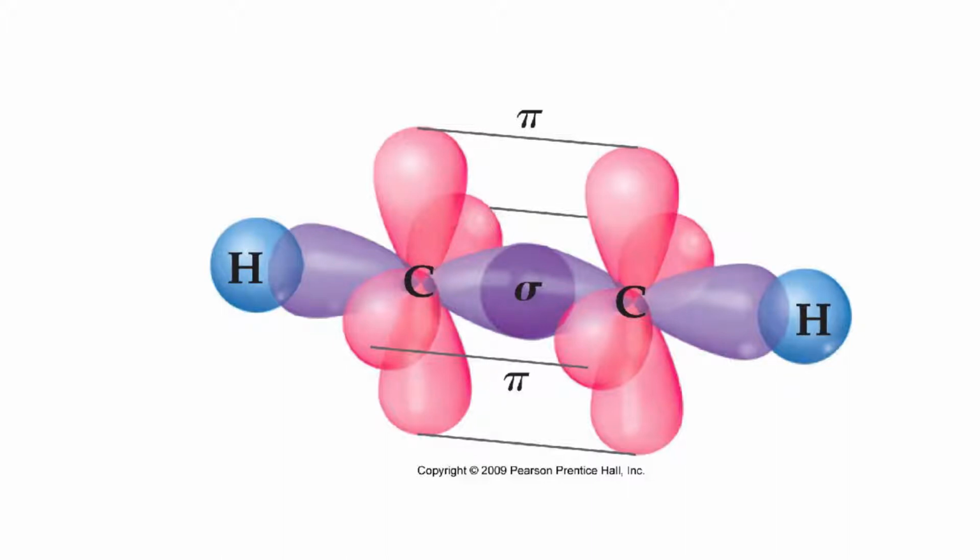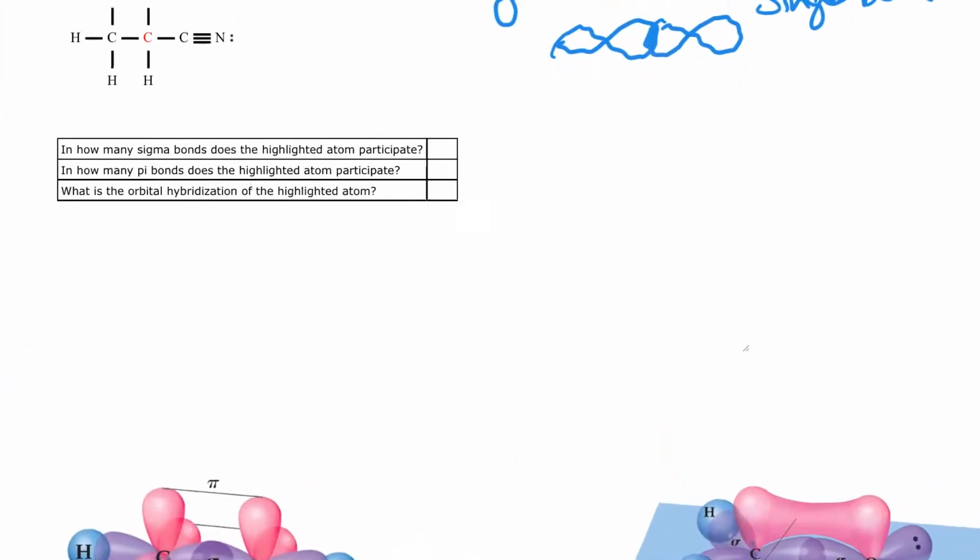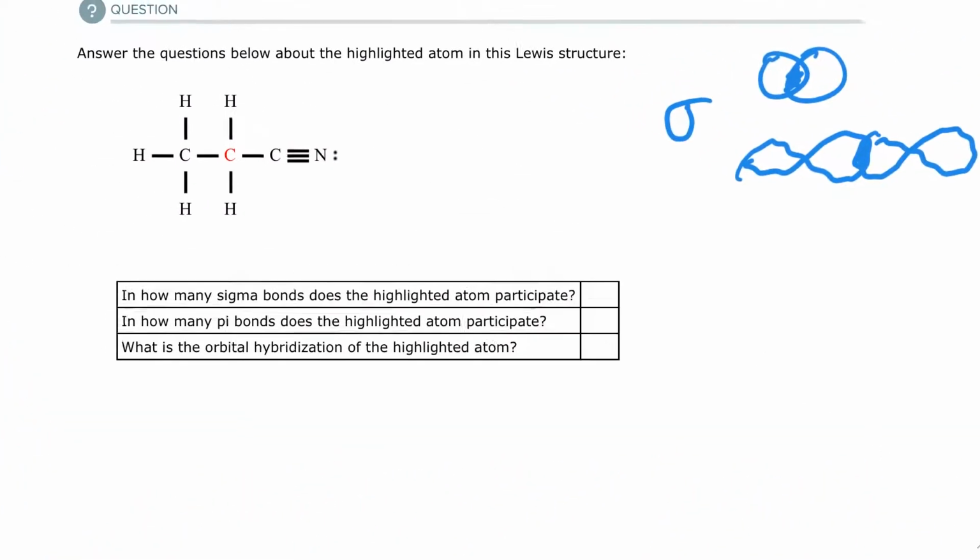If you have a single bond, it'll be only a sigma. If it's a double bond, then you're going to have a sigma and a pi. If it's a triple bond, it's a sigma and two pi's. Okay, so we now need to talk about hybrid molecules, or hybrid orbitals.